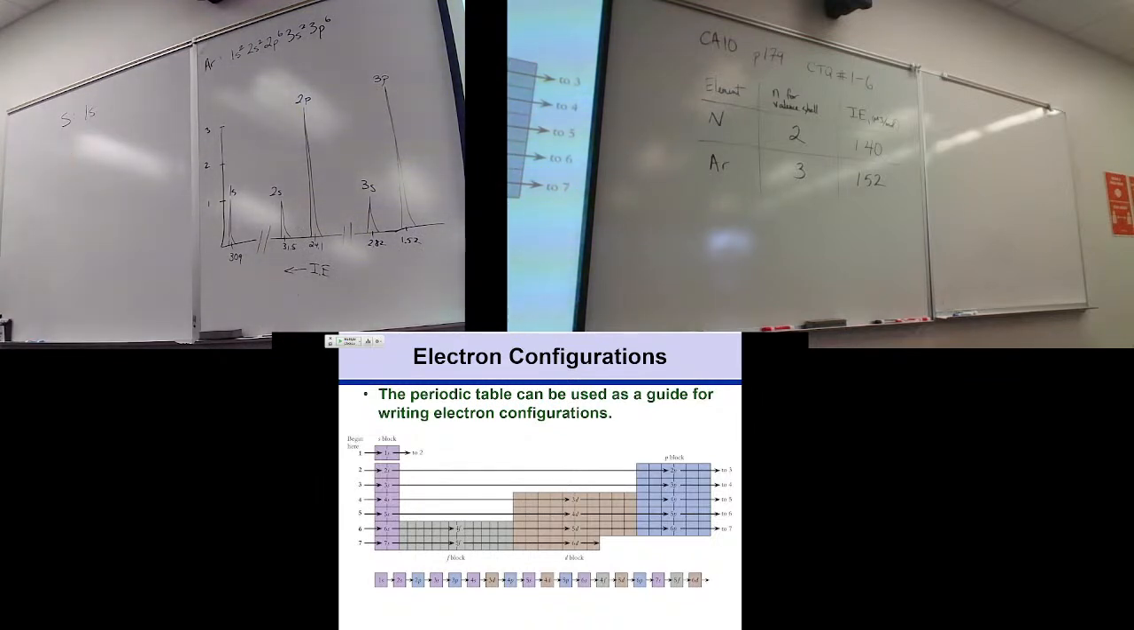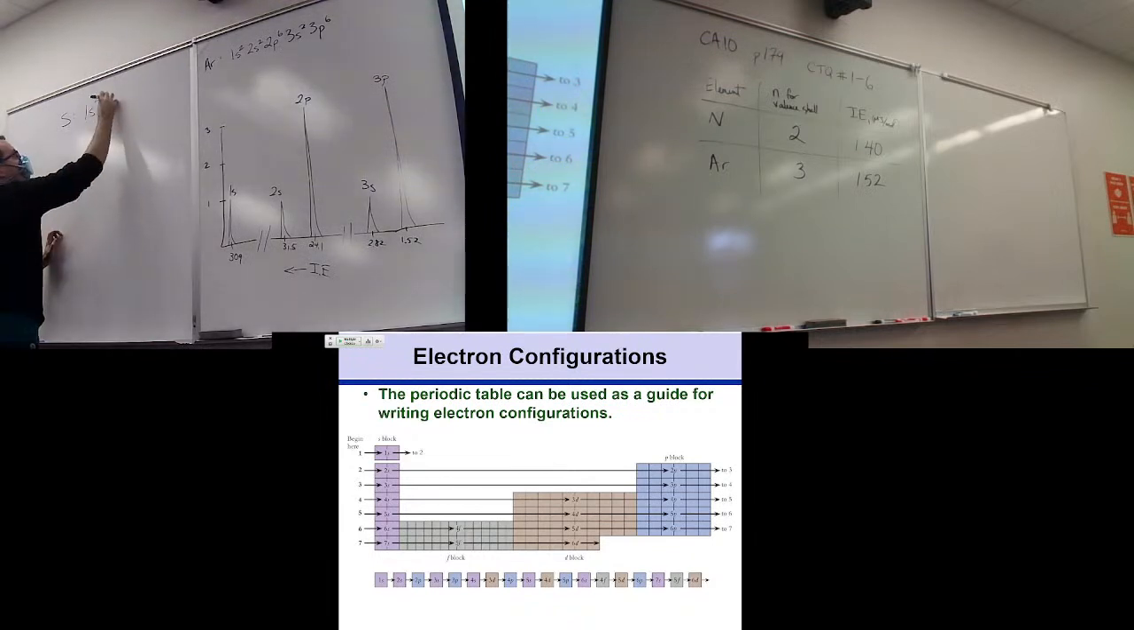How many electrons can the S subshell hold? Well, this is another clue that the periodic table gives us. How many columns are in the S block? 2. There's just 2 columns. These 2. So there's a max of 2 electrons that fit in the S subshell. All right, after hydrogen and helium, there's nothing left. We go to the next period, period 2.